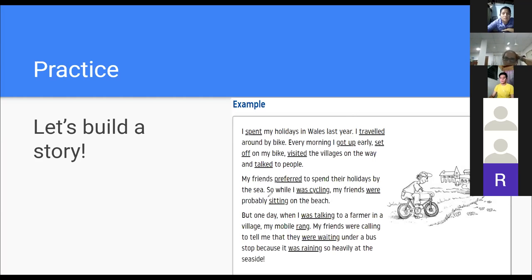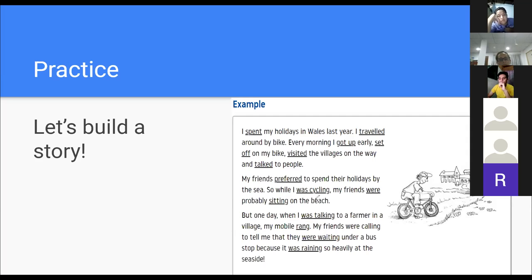So, let me ask you something. While I was cycling, my friends were probably sitting on the beach. Is this an interrupted action or two actions at the same time? Two actions at the same time. But one day, I was talking to a farmer in a village. When I was talking to a farmer in a village, my phone rang. Is that an interrupted action? Yes, that is an interrupted action.